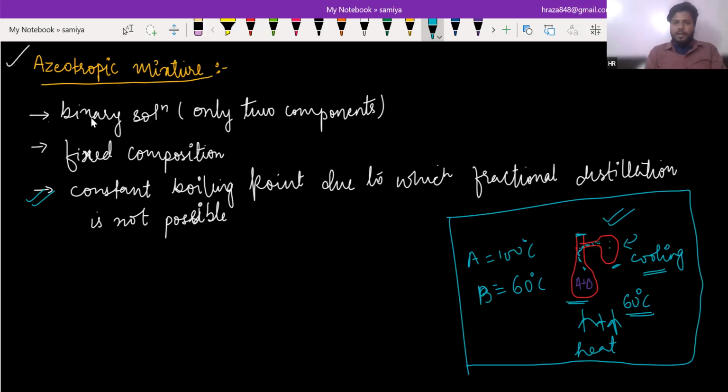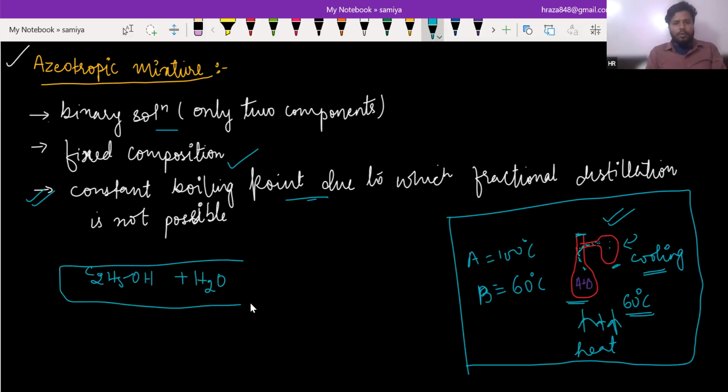So what is azeotropic mixture? Azeotropic mixture is a binary solution which is mixed in a fixed composition, and after mixing, their boiling points become the same. That's why it is not possible to do fractional distillation. Just like if you have C2H5OH plus H2O, if you mix ethanol into water, and if ethanol is 90% weight by weight, then it will be an azeotropic mixture. If you change the composition, then it won't be an azeotropic mixture. Are you getting my point, Reem, Samia?